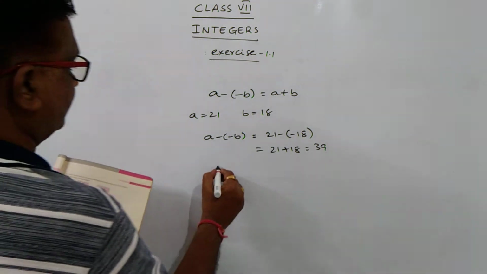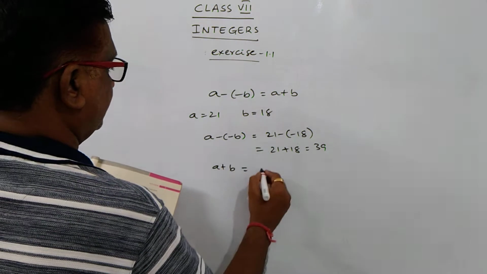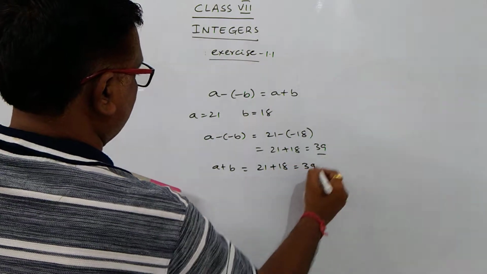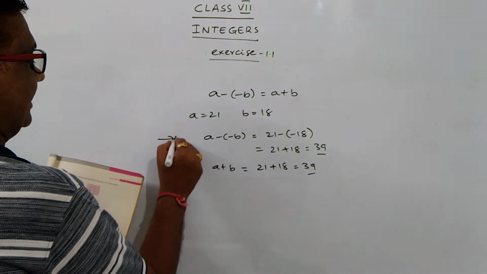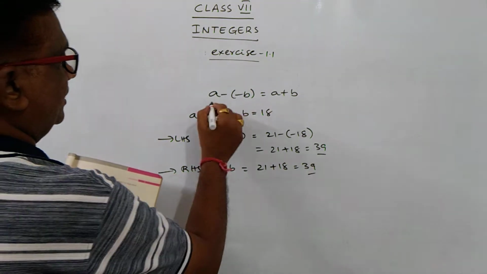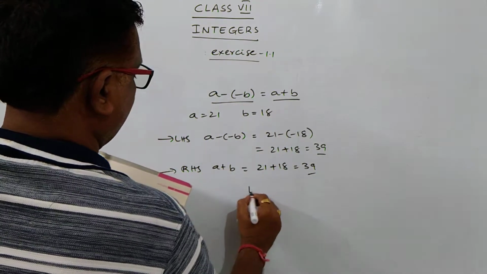Next one is a plus b. What is a plus b? So 21 plus 18, that is 39. So both answers are the same. This is called LHS, left hand side, and this one is called RHS, right hand side. So left hand side equals right hand side.